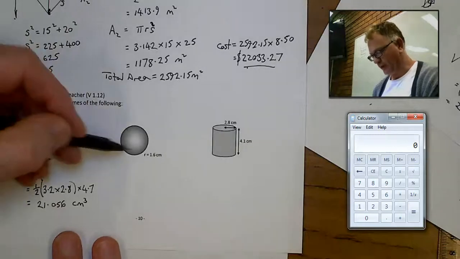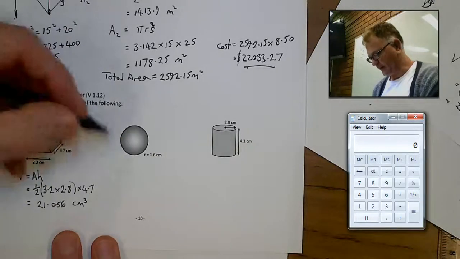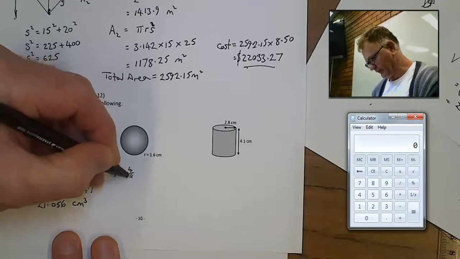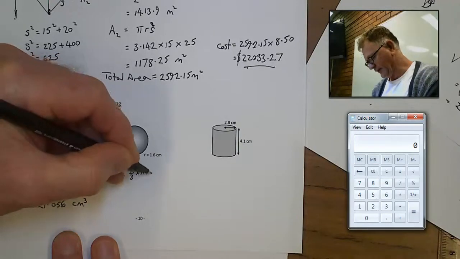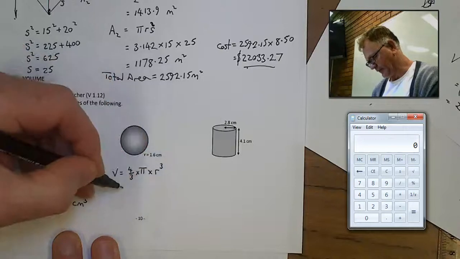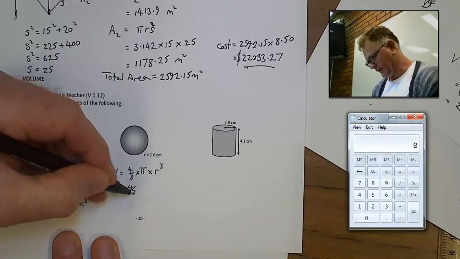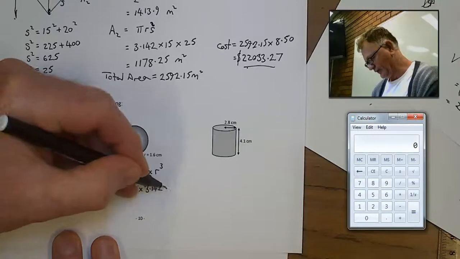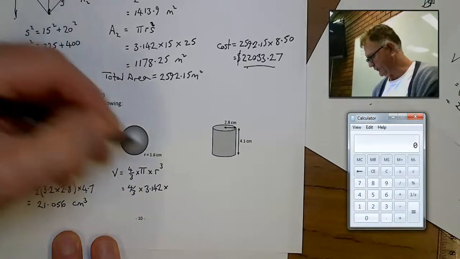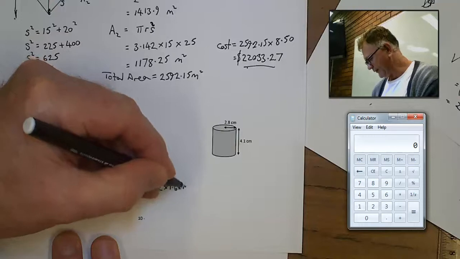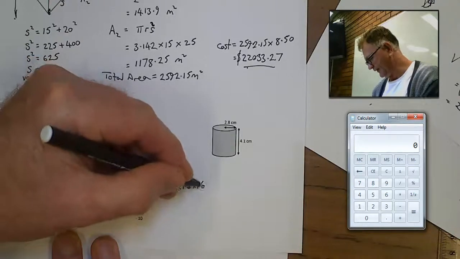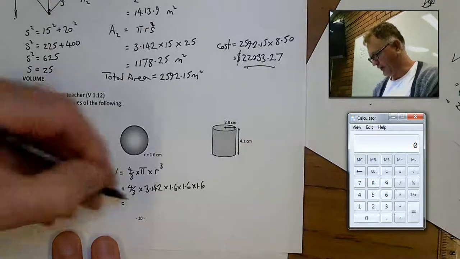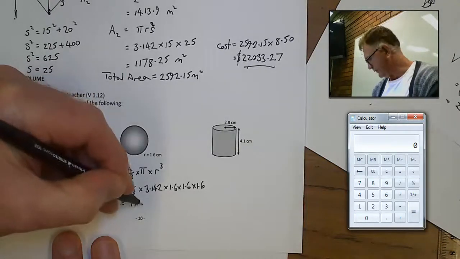Now I've got a ball or a sphere here, and the formula for the volume of a sphere is V equals 4/3 times pi times radius cubed. So 4/3 times 3.142 times the radius cubed, so it's 1.6 times 1.6 times 1.6. You can check me on your calculations on this. I'll make it equal to 17.159.